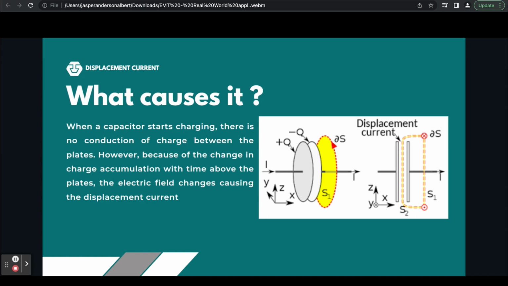How does it work? When a capacitor starts charging, there is no conduction or charge between the plates. The displacement current in a capacitor is a current that flows through the dielectric material between the plates of the capacitor. This current is caused by a changing electric field in the dielectric, which induces a flow of charge across the plates. The displacement current is equal to the rate of change of the electric flux through the dielectric.